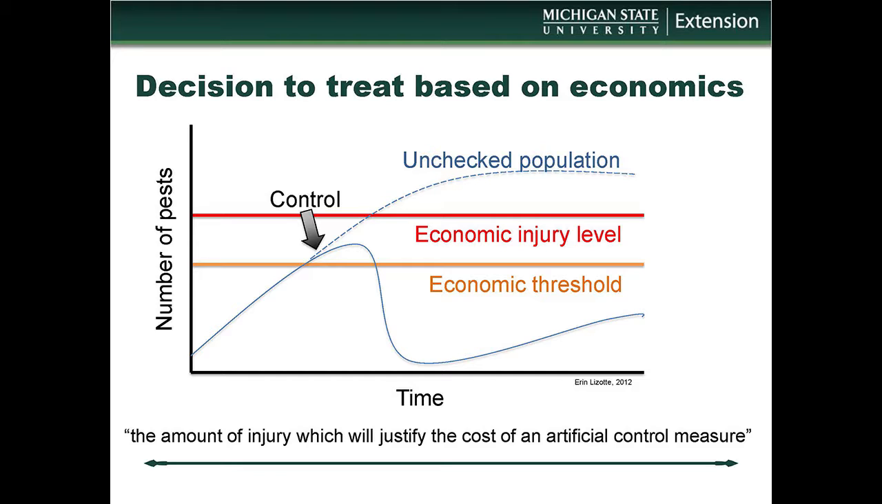We have the number of pests up here on the y-axis. The x-axis is time. You would expect those pests to continue to increase. And at some level, we get to the point where economic injury occurs, which is the amount of injury that justifies the cost of intervention. So it's when we're losing money if we don't do something about it, right? This line down here indicates the economic threshold. So this is where we want to treat to prevent ourselves from getting to the economic injury level.